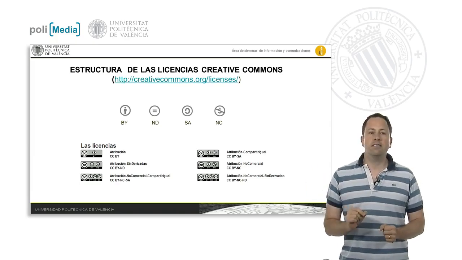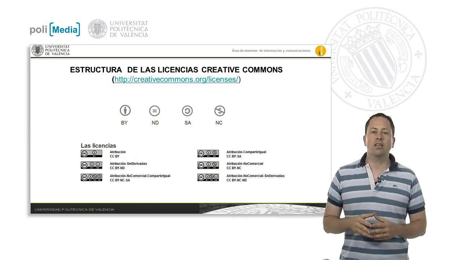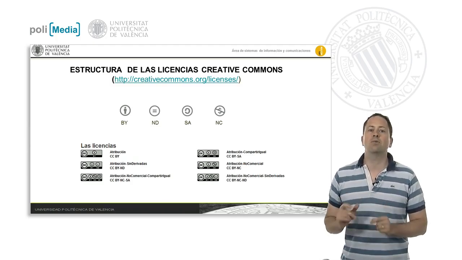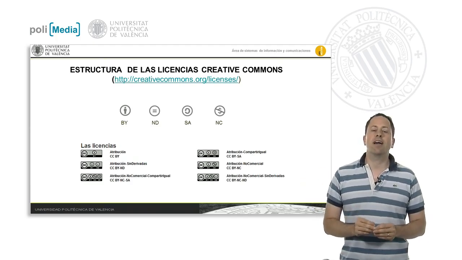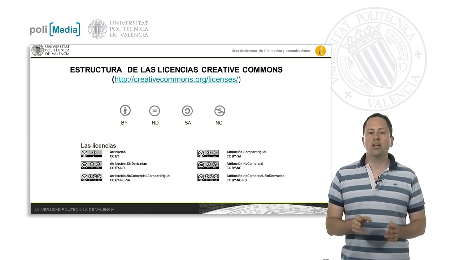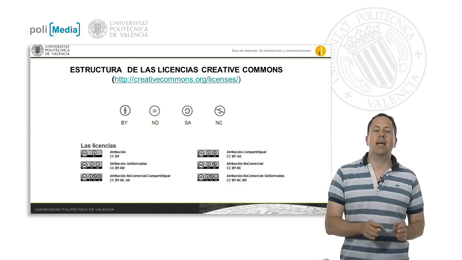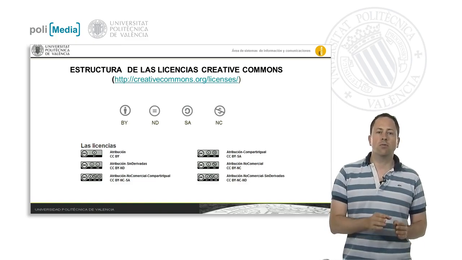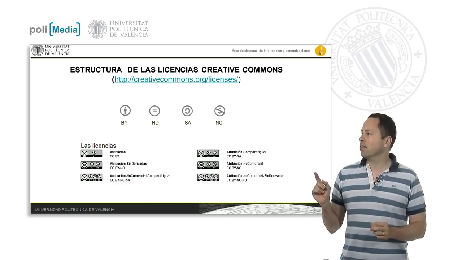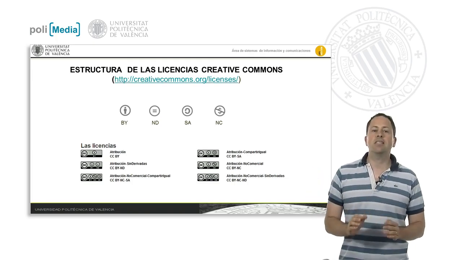ND is non-derivatives, which means that you can't modify the content, you have to use it as it is. SA is share alike, which means that you have to share it the same. That means that if you have found a content that has a license of attribution and non-derivative, you have to make your content the same, share it as attribution and non-derivative. And the last, NC, is non-commercial, which is already stated in the symbol you see there, which means that you cannot charge if you use this content.